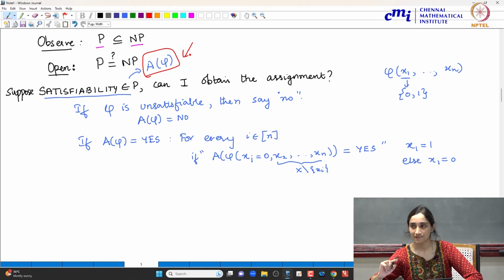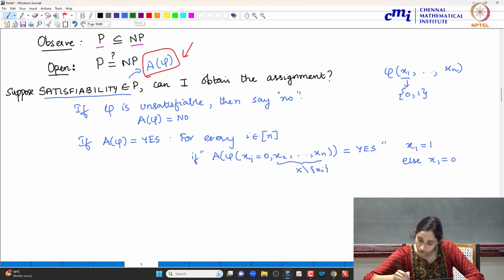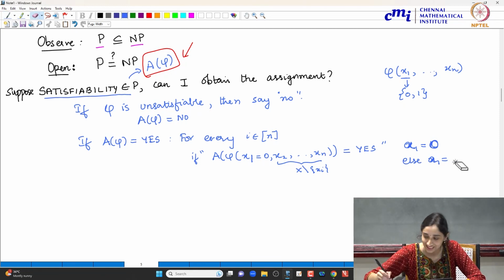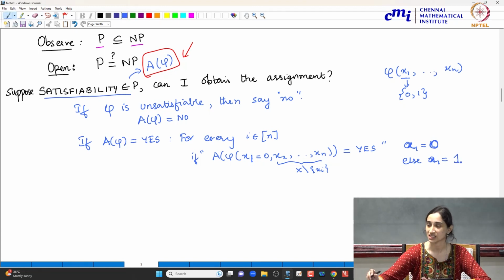What's the problem? Shouldn't that be 0? x1 equals 0, else x1 equals 1. Yes, that's right. So a1 equal to 0, else a1 equal to 1. Thanks for spotting. So I do this and then output the assignment a1 to an. That will be a satisfying assignment. Is that okay? But doesn't that again make it non-polynomial because that will be 2 to the power n?